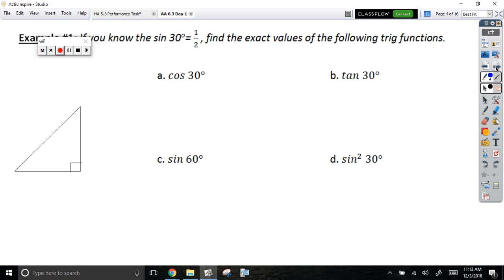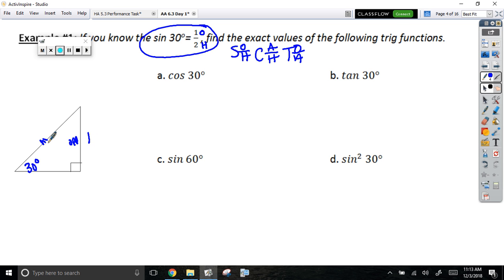have on the back of our formula sheet. The first example they give us, the sine of 30 is 1/2. So in our right triangle, let's go ahead and draw one on our paper and label one of the angles as 30 degrees. And if they give us the sine, remember that that's opposite over hypotenuse using our SOH CAH TOA. So our opposite side will be 1. Our hypotenuse will be 2.